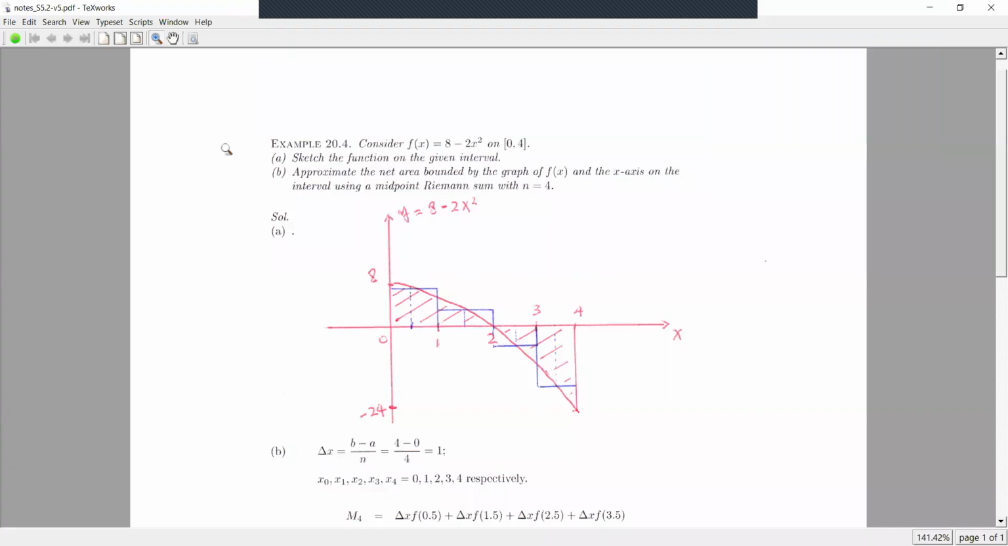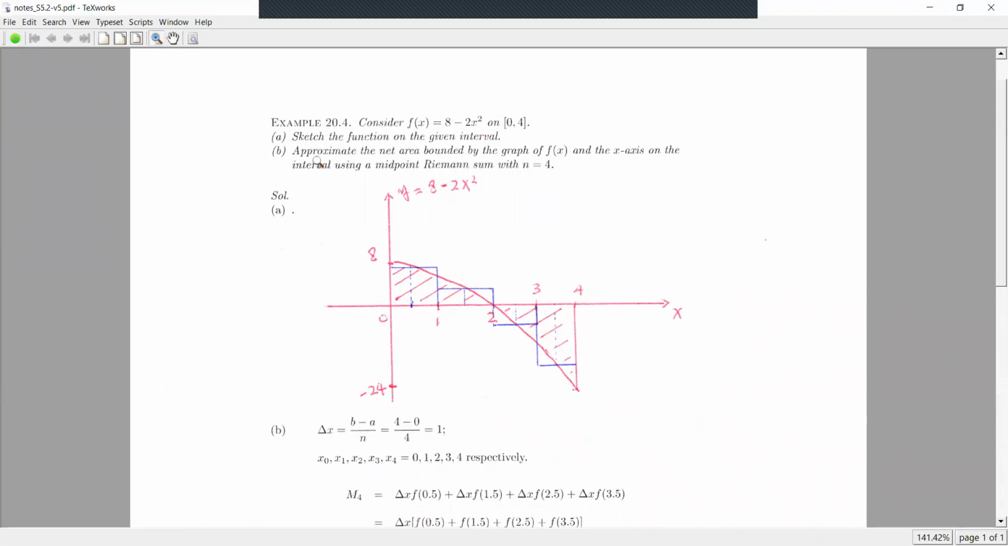Here is the last example. This example is about the definition of the integral. Consider this function on this interval. Question A, sketch the function on the given interval. The graph of this function is a parabola, open downward, because the coefficient of the x squared term is negative. The parabola intersects the x-axis at 2.